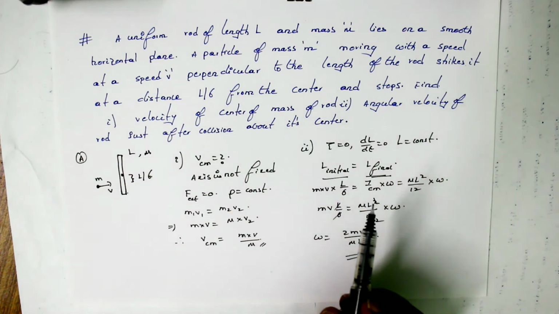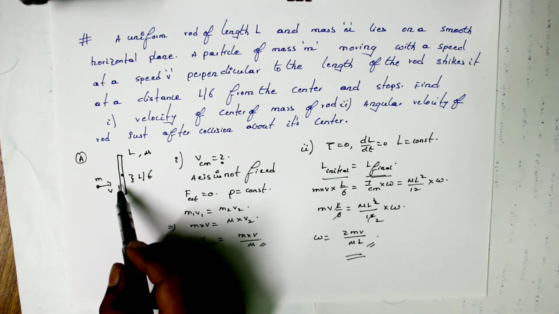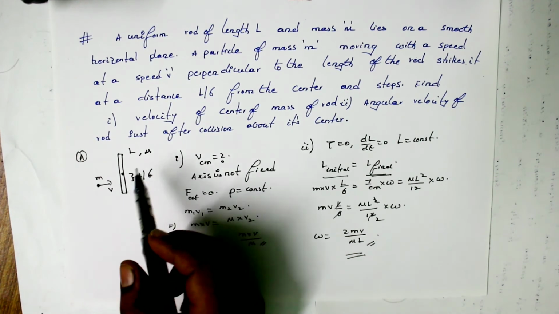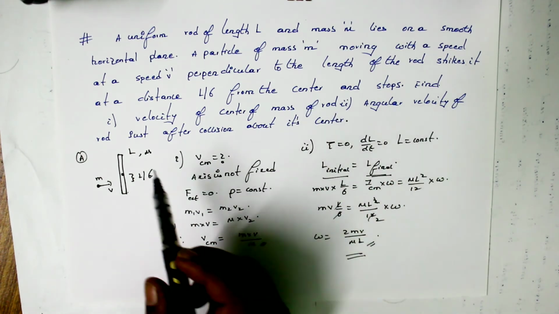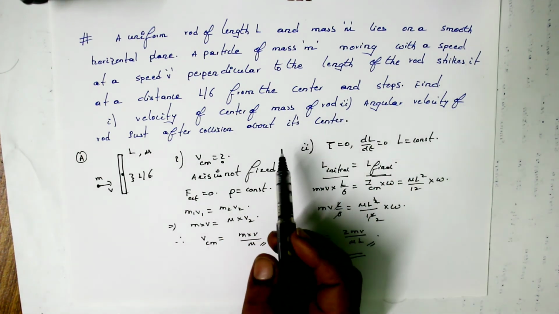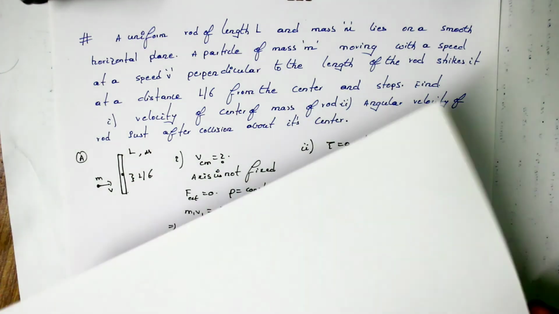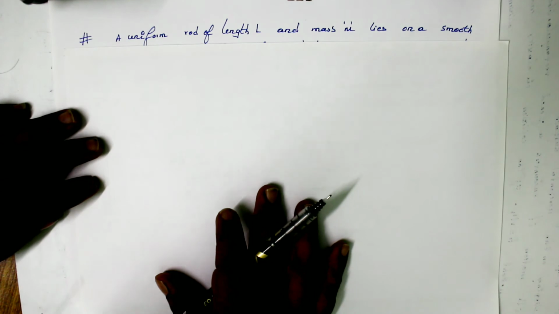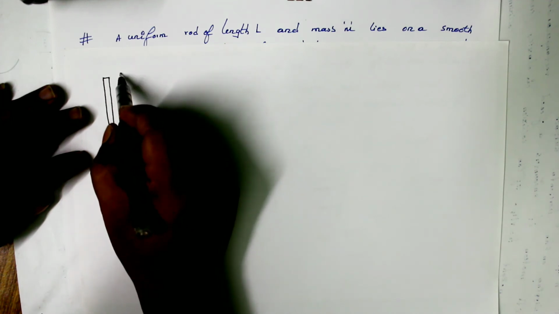So after collision, if it is attaching to this rod, I want to calculate the velocity of the center of mass of the rod and the angular velocity of the rod just after collision about its center. So let us see how we can do this problem. Here the given condition is like this. This is the rod of mass m and length L. This is the center.